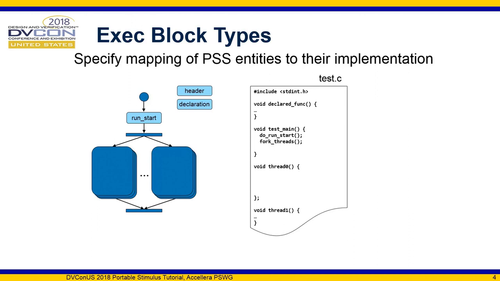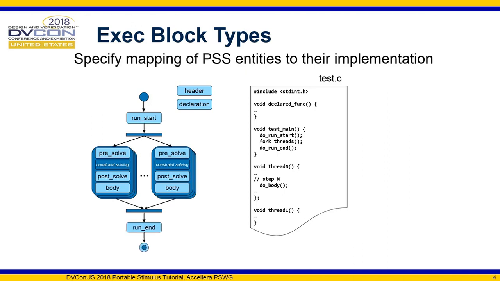At that point, from the tool's perspective, it's managing multiple concurrent threads, however it generates threads for that. And for each step in a thread, we have a pre-solve exec block and a post-solve exec block. Pre-solve runs before we do randomization, post-solve runs after we do randomization. Then body actually does the operation that we want to call on our test bench, maybe a UVM sequence. And then finally, there's a run end. That is your place to put cleanup code.